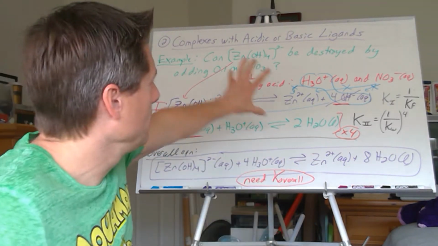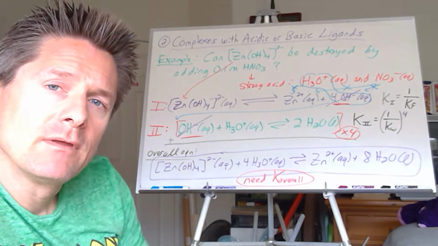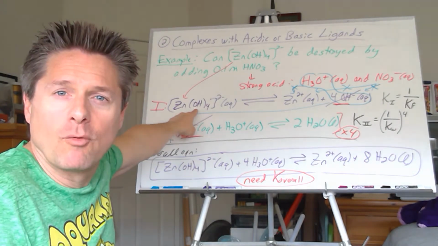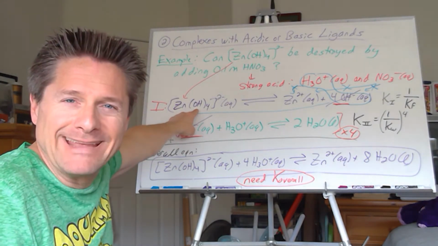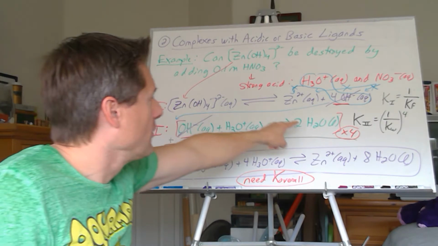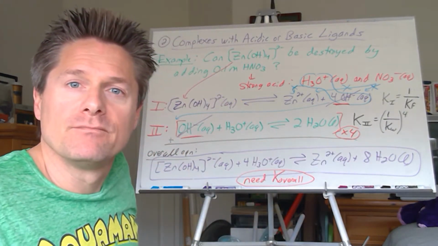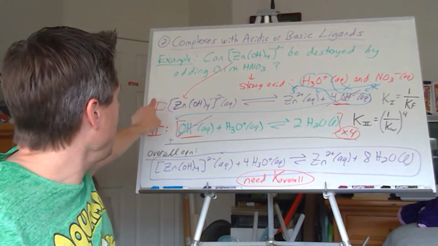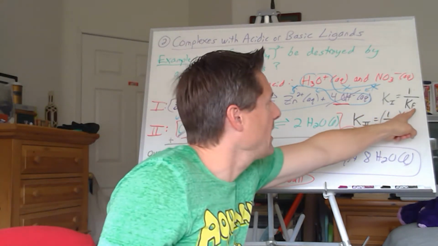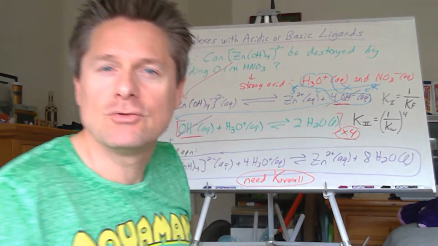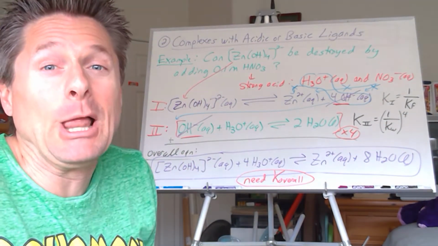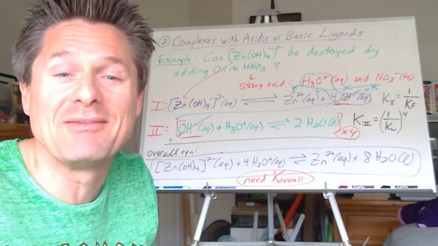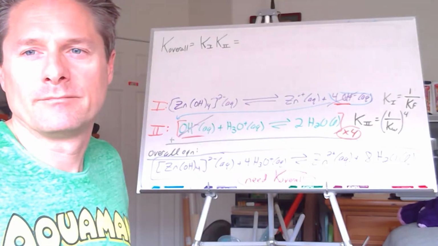So I'm going to erase part of this, and do me a favor, pause the video, look up the Kf value for this complex ion, the tetrahydroxyzincate 2 ion. Go find the Kw value. And remember, if we're adding these together, the overall K value will be K1 times K2. Well, there's your K1, there's your K2. Do it and see what you get. It's going to take a lot of gymnastics on your calculator. There's a lot of crazy exponential stuff. So pop that out for me real quick.